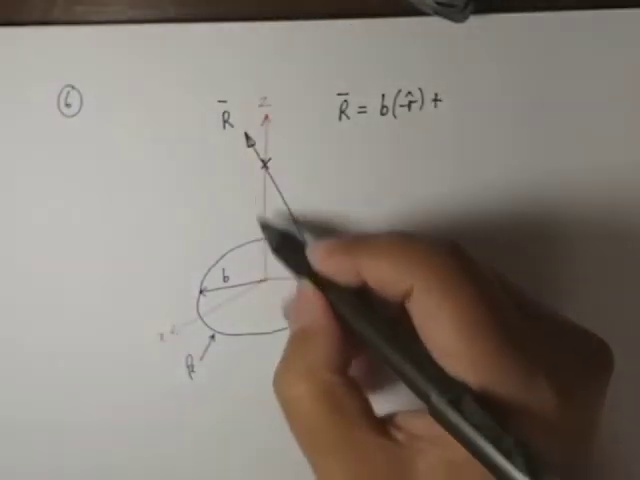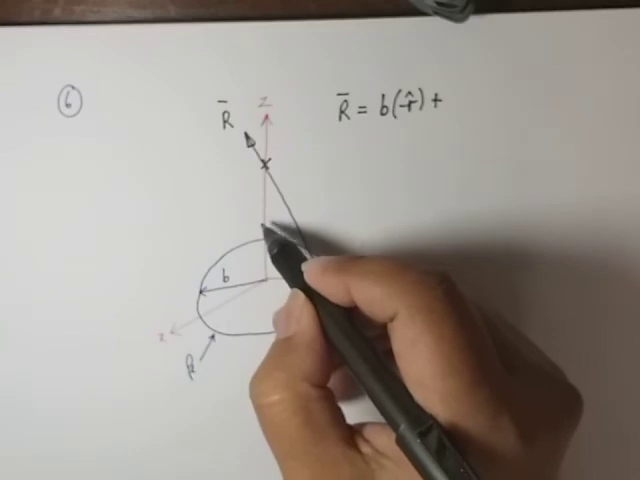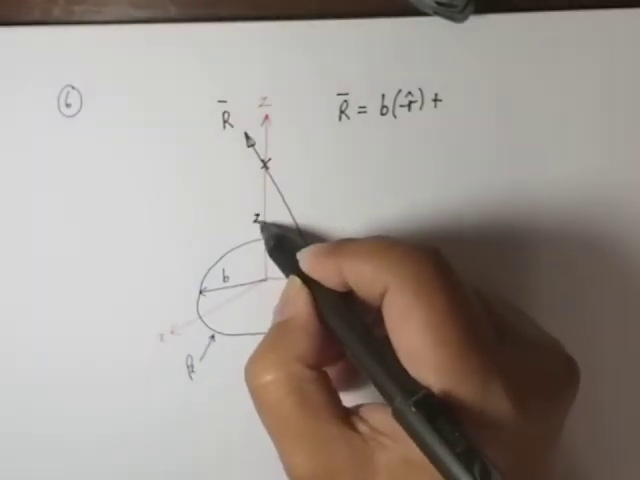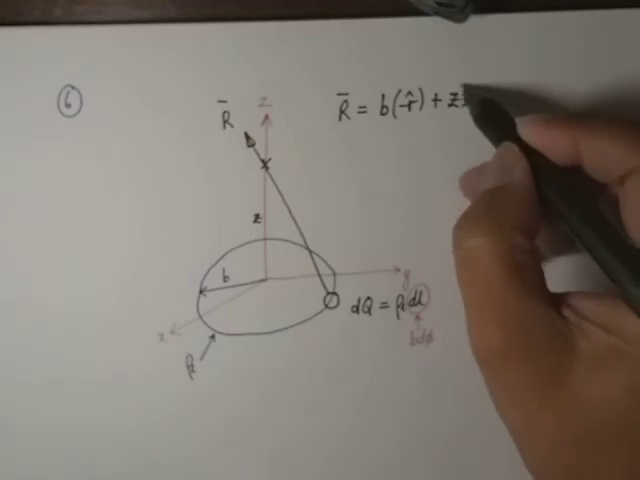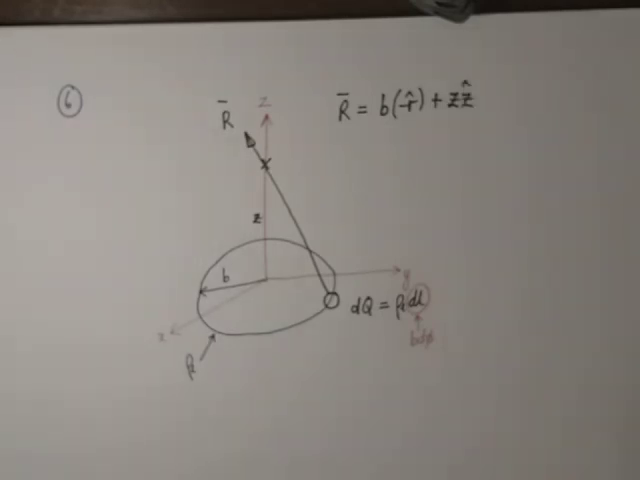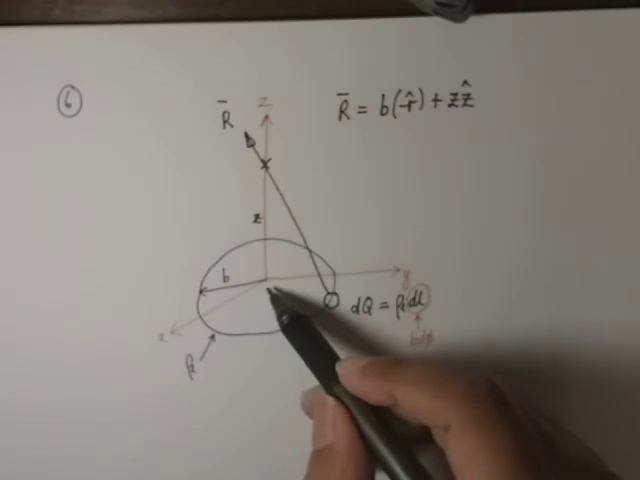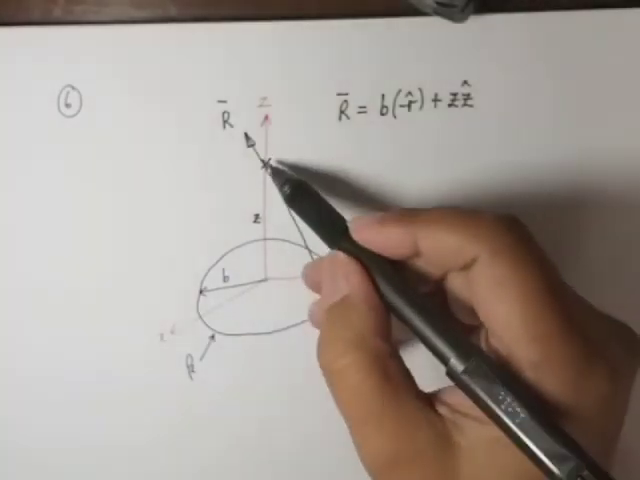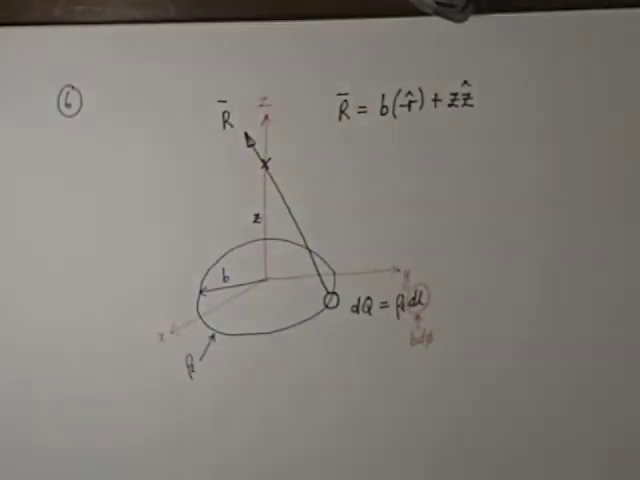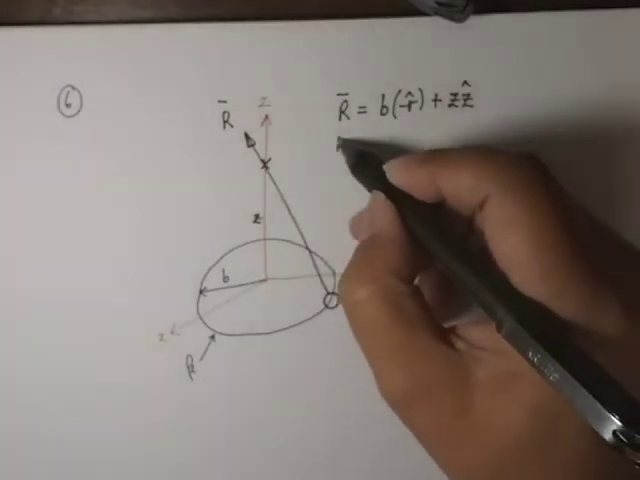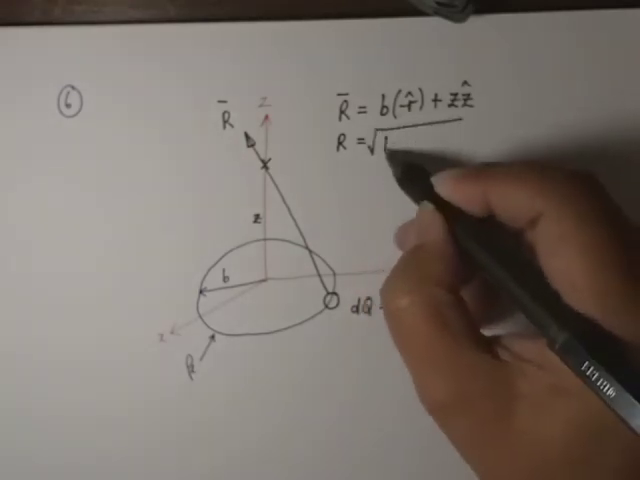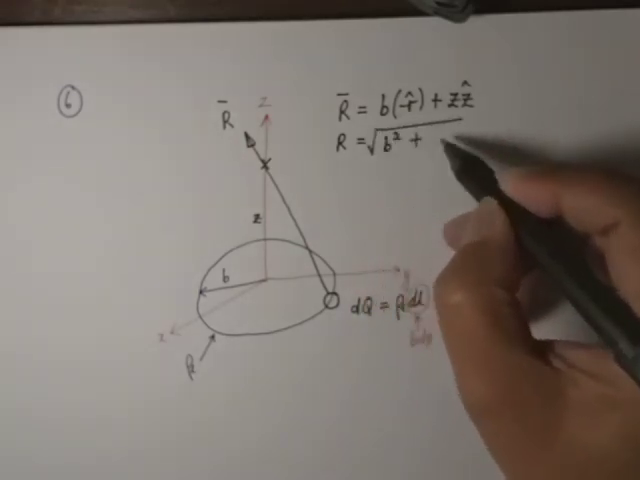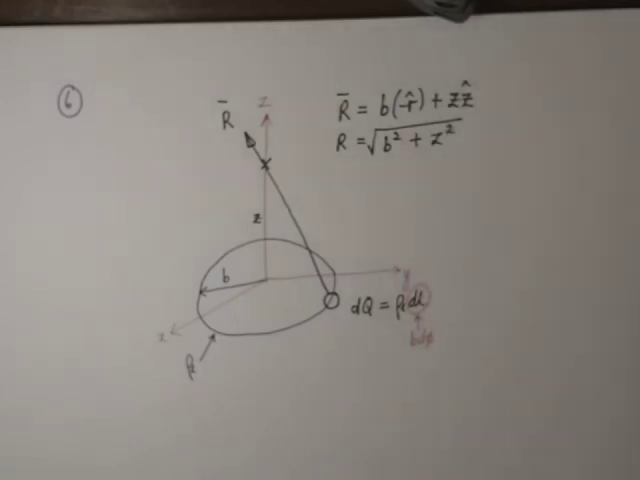So let's see the magnitude here. I'm going to make it z, just give the height to be z, so z and z direction. So that should be my vector R. Horizontal component, b minus r. Vertical component, positive z. Okay, so I can define my direction and magnitude. R should be equal to the square root of b squared plus z squared.